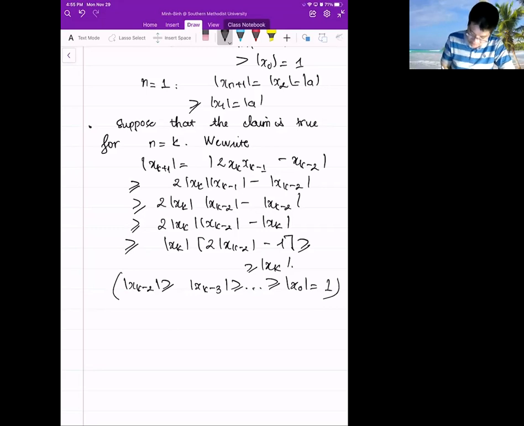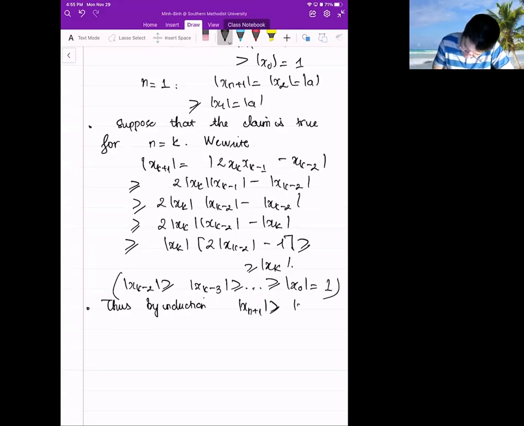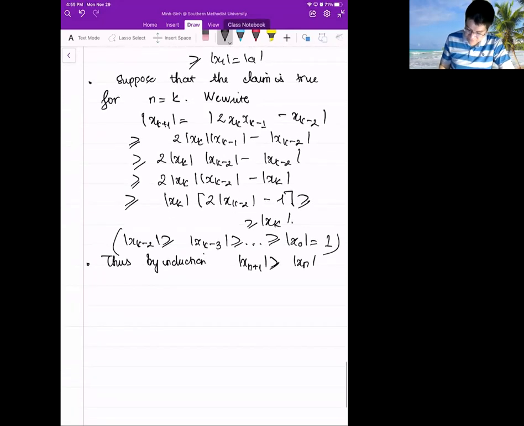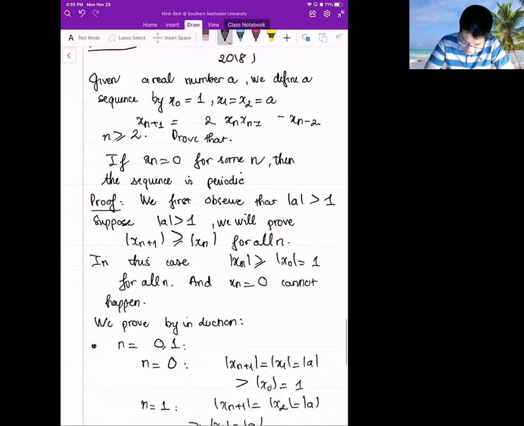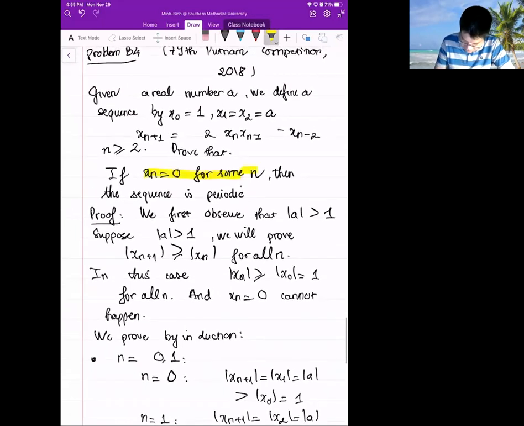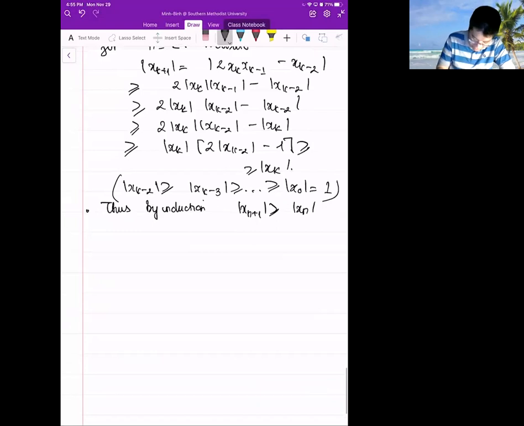So thus, by induction, we're going to have xn plus 1 is bigger than or equal to xn. And this again violates the assumption that we have from the beginning. We suppose that xn is equal to 0 for some n, and so in this case, this cannot happen. So basically, we can assume that, therefore, a has to be smaller than or equal to 1.